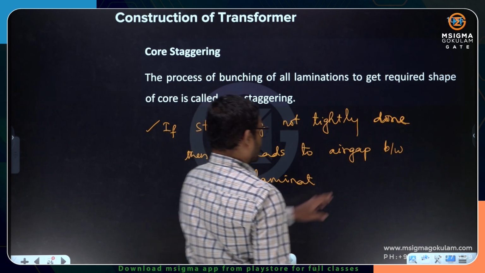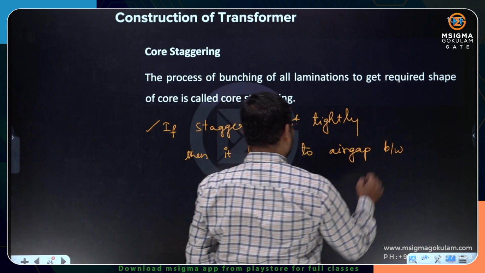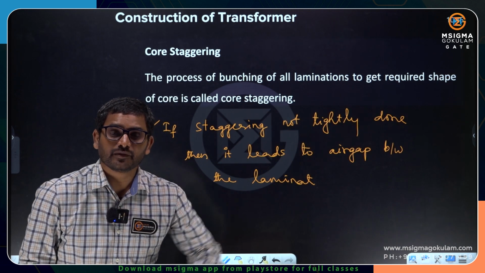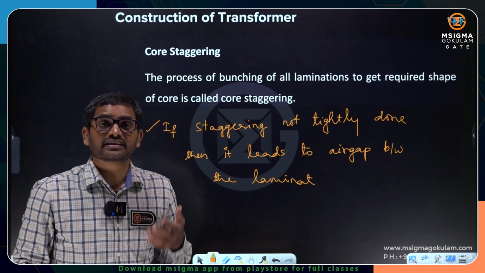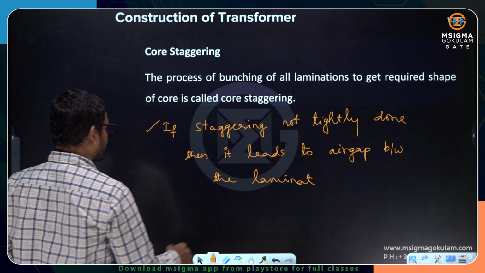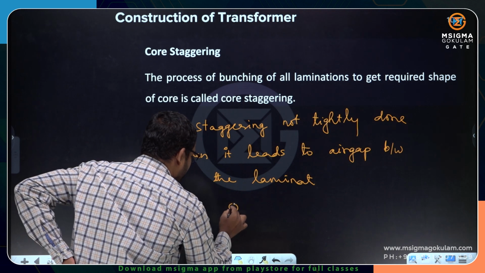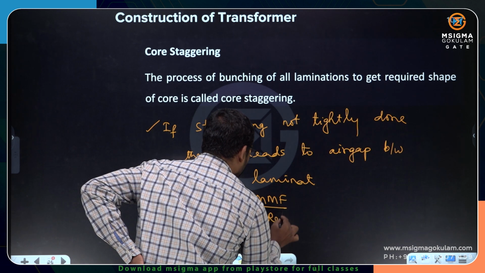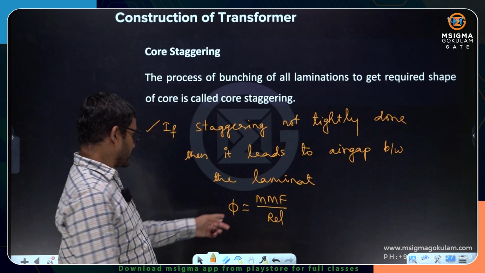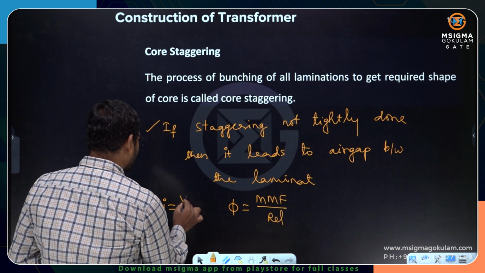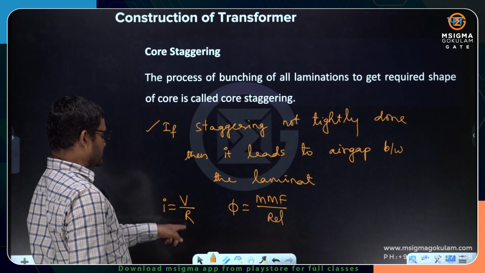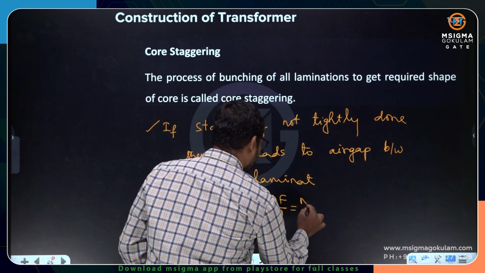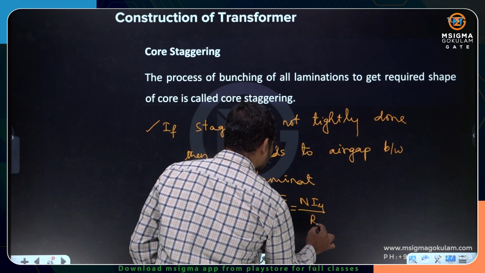Okay, if it leads to air gap between the laminations, what is going to happen? Air gap will possess reluctance. Air gap increases the reluctance of the core. If the reluctance increases, what happens? We know flux is equal to MMF by reluctance, same as Ohm's law in an electric circuit. In an electric circuit, I is equal to V by R, potential difference divided by resistance. In a magnetic circuit, flux is equal to MMF by reluctance. MMF I can write as N into I, divided by reluctance.